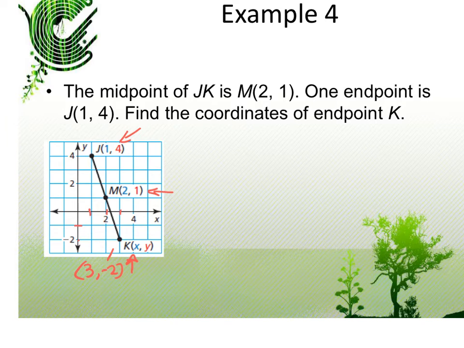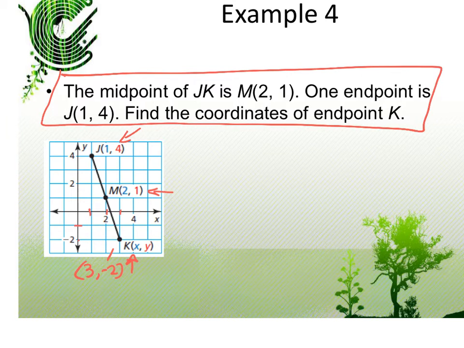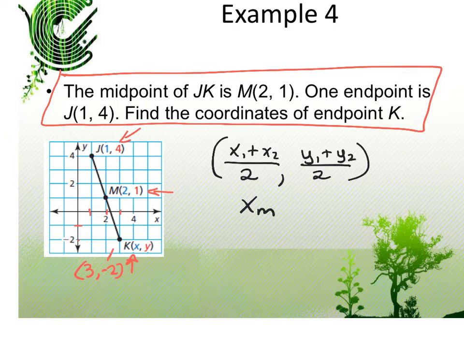Now, we don't have a picture, or we're going to pretend like we don't have a picture. You might get a question on the test or the quiz that may just be words without a coordinate plane. So we're going to use the midpoint formula, and let me write it again. The midpoint formula is x1 plus x2 divided by 2, and then y1 plus y2 divided by 2, and remember, this gives us the x and the y of the midpoint.